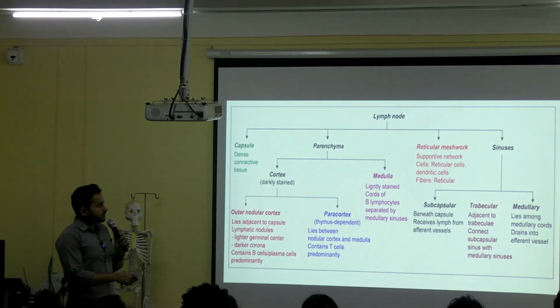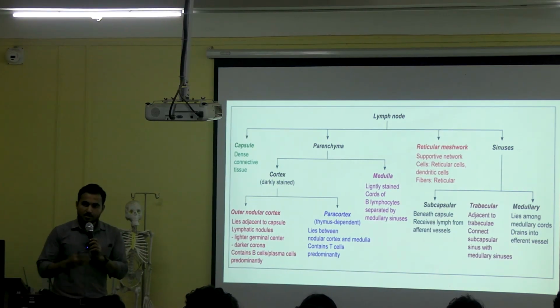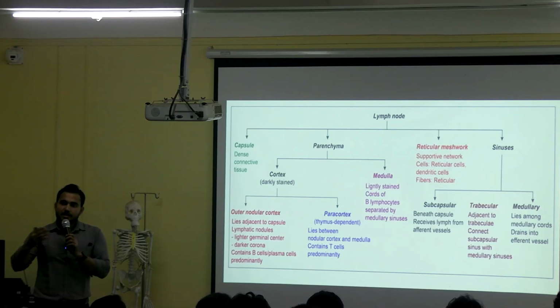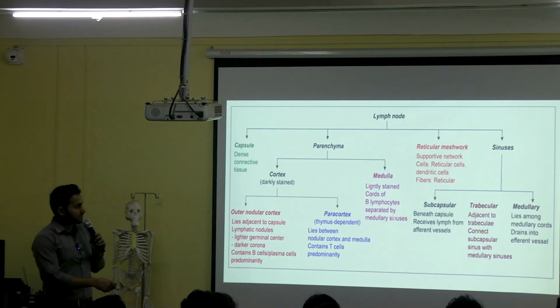Next, if you come to the medulla, it is lightly stained. Cords of B lymphocytes are there. Means B lymphocytes are more in the cortex, and less number of B lymphocytes are present in the medulla. That's why it is lightly stained. And cells are widely separated from each other, and in between the cells we are getting sinuses.